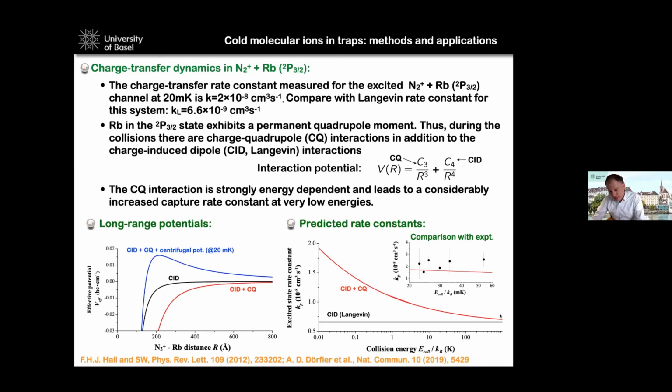And one can see that in the Langevin case, only the C4 term, we have a rate constant that is constant with the collision energy, but including the C3 term, we now have a rate constant that strongly depends on the collision energy. And at room temperature, right, say, or collision energies that correspond to room temperature, there is little difference between them, but at 20 millikelvin or so, where we were in this experiment, right, there is really this factor of 4 difference. And this is a comparison with the experiment, and you can see that it agrees very well. So at these low collision energies, this C3 coefficient really becomes important.